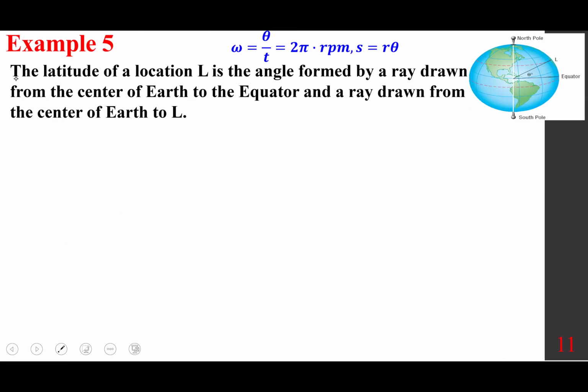Lou, could you be kind enough to read, please? You got it. The latitude of a location L is the angle formed by a ray drawn from the center of the Earth to the equator and a ray drawn from the center of the Earth to L. The purpose of that is to be able to measure this distance using S equals R theta.